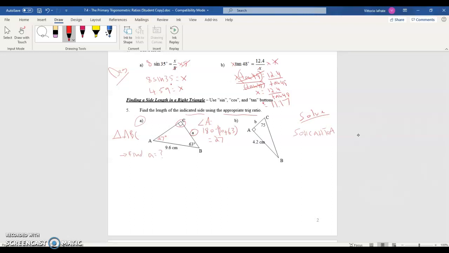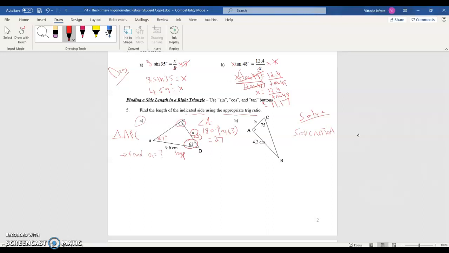We want to find side A, and so we can look at what ratio would apply to side A. So we could use cos, we could use sine. I'm going to go with this angle here. What I want you to get is that this angle is related to side A and side 9.6. 9.6 is the hypotenuse. And side A, if you were looking at angle 63, is the adjacent. So we have adjacent and a hypotenuse.